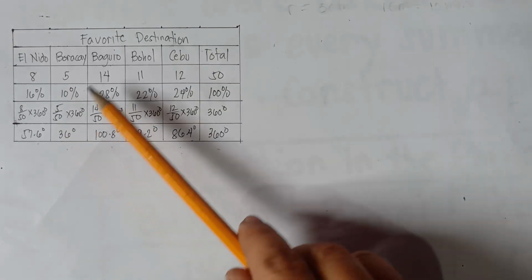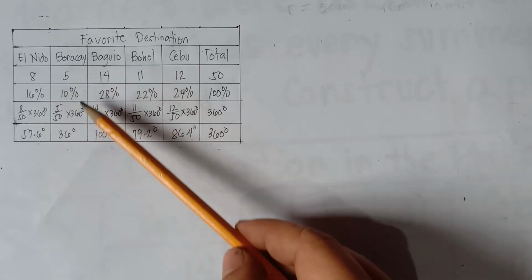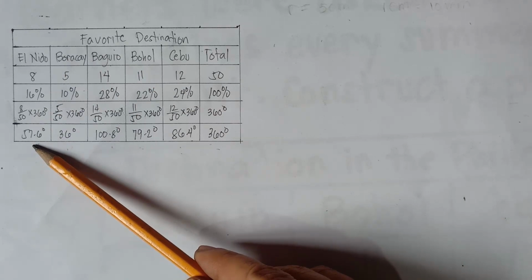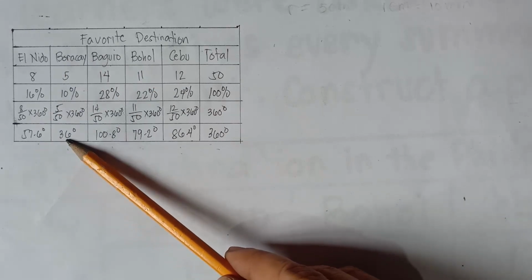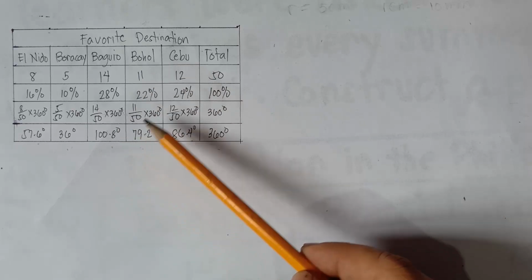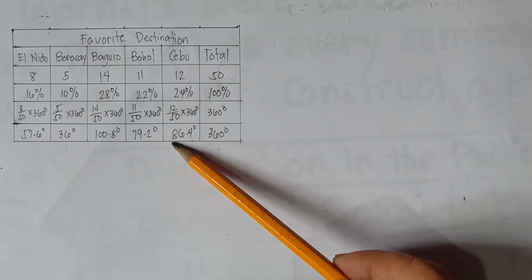Once again, class, I have a table right here. This will be our guide. This is actually the same table as a while ago, class. We have El Nido, Boracay, Baguio, Bohol, Cebu. So 57.6 degrees for El Nido, 36 degrees for Boracay, 100.8 degrees for Baguio, 79.2 degrees for Bohol, and for Cebu, that would be 86.4 degrees.